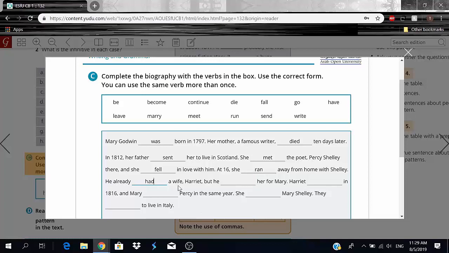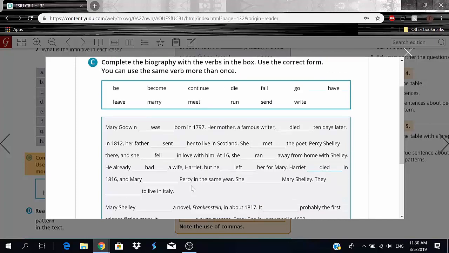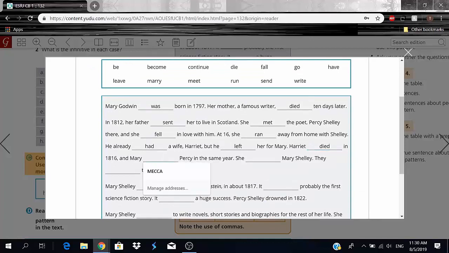Spoke too soon. He already had a wife, Harriet, but he, what was that? Well, we could say, but he left her for Mary. Okay, that's more like it. Harriet died in 1816, and Mary married, I'm just kidding, by the way. And Mary married. Okay, Mary here is the name, not as in Mary married. God, that sounds so weird. And Mary married Percy in the same year. Okay, Mary married Percy in the same year.